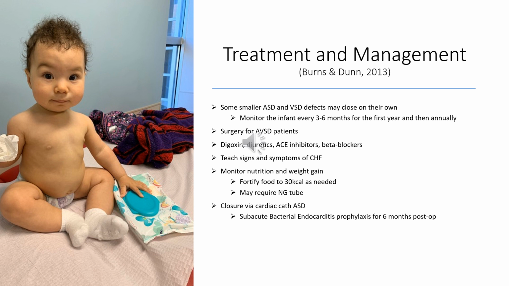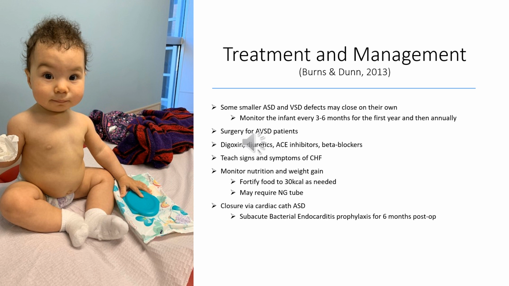We can treat them with digoxin, diuretics, ACE inhibitors, and beta blockers until they're old enough for surgery. We want to educate families on the signs of congestive heart failure, like tachypnea, tachycardia, wheezing, edema, poor weight gain, stuff like that. And then more treatment.